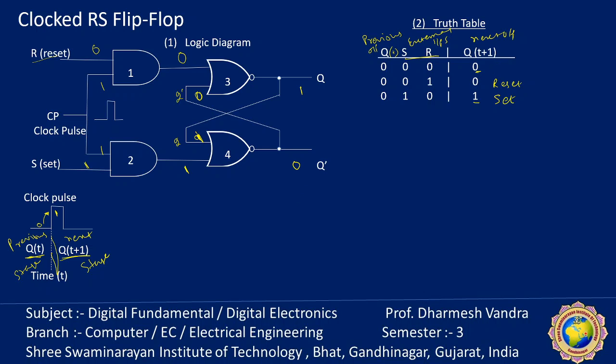Okay, now 0 1 1. Set will become 1 and reset will become 1 and the clock makes all of them 1. How can the output be indeterminate? Let's see. The set will become 1 and reset is also 1, and the previous output was 0. Q is 0. Here it is 0. If any one input is 0, Q dash will change to 1. This one here 1 1.